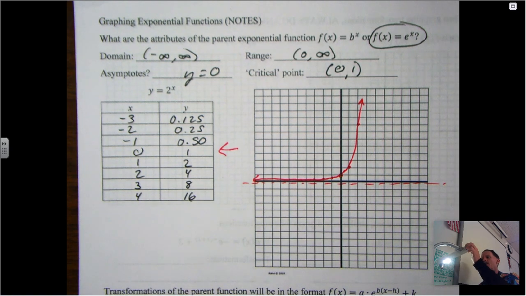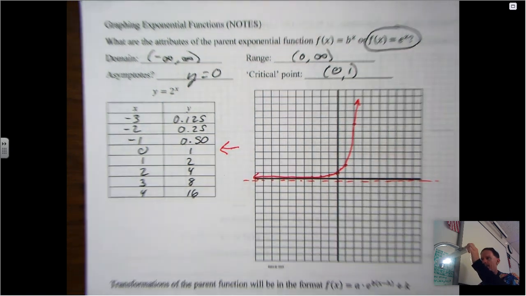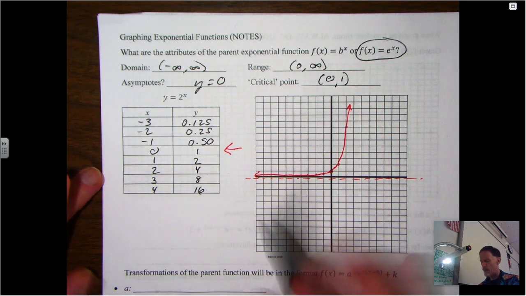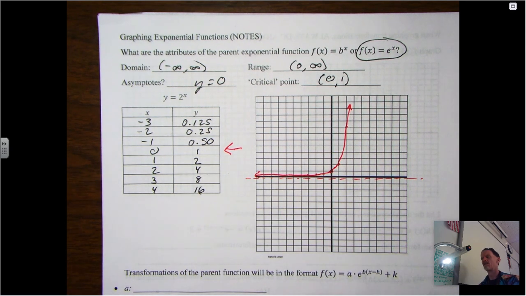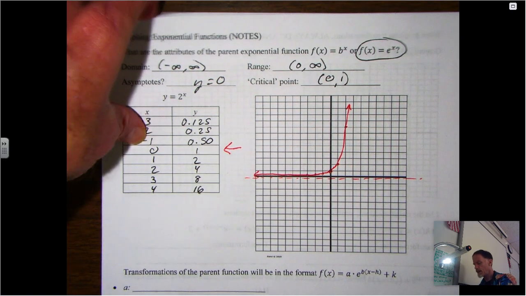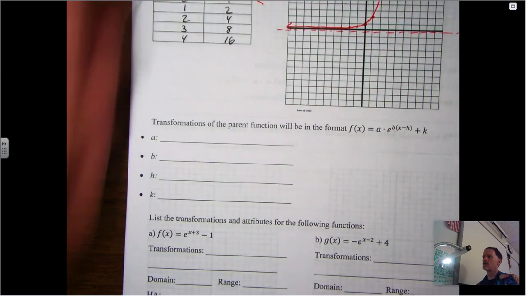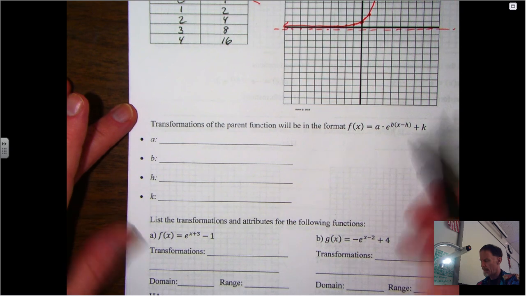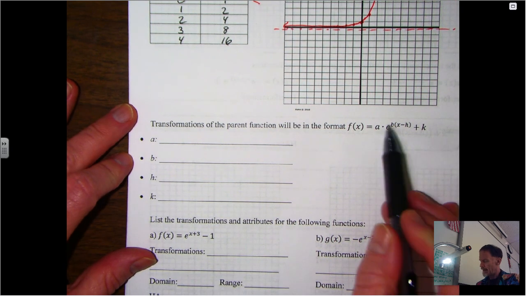Okay, so that's what we have for the parent function. Again, that should ring a bell, but you definitely want to know the domain and the range. And I'm going to generalize what happens to the range and the asymptotes and all that good stuff in just a second too. Okay. So let's do a quick review also of transformations. And again, this is right out of your Algebra 2 days. So we have the a, b, h, and k values.